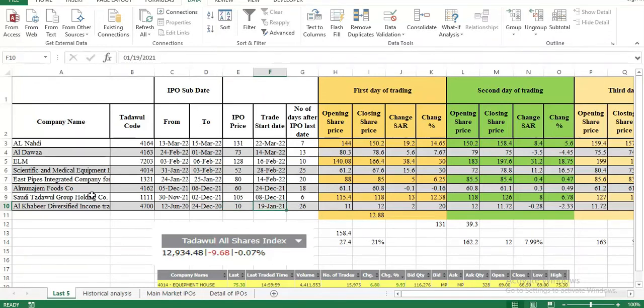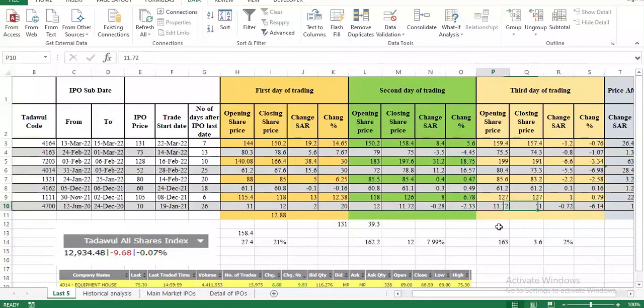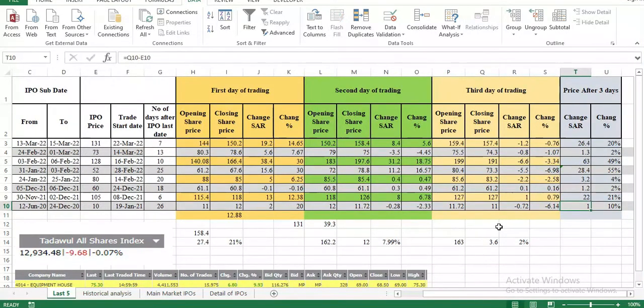The start of trading date was 19th January 2021, which means trading started 26 days after the closing. It opened with 11 and closed with 12. The increase was 2 riyal because the offering price was 10, so 20% in a single day. Then it opened with 12 and closed with 11.72, negative 0.28, negative 2.33%. On the third day, 11.72 was the opening, closing was 11, negative 0.72 per share, 6.14%. At the end of the 3 days, only 1 riyal was the increase.